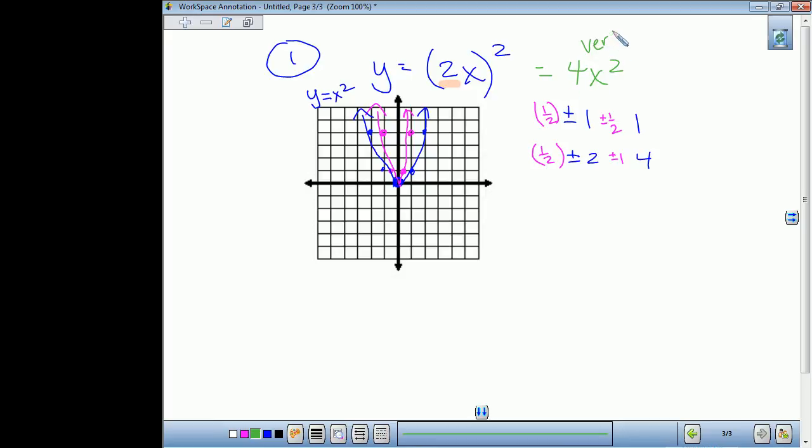Do you see that a horizontal compression by a factor of 1/2 is the same as a vertical stretch by 4? So could you do that? Yes. If you don't like horizontals, switch it to vertical. Let's see if this truly works, if I treated it like a vertical.